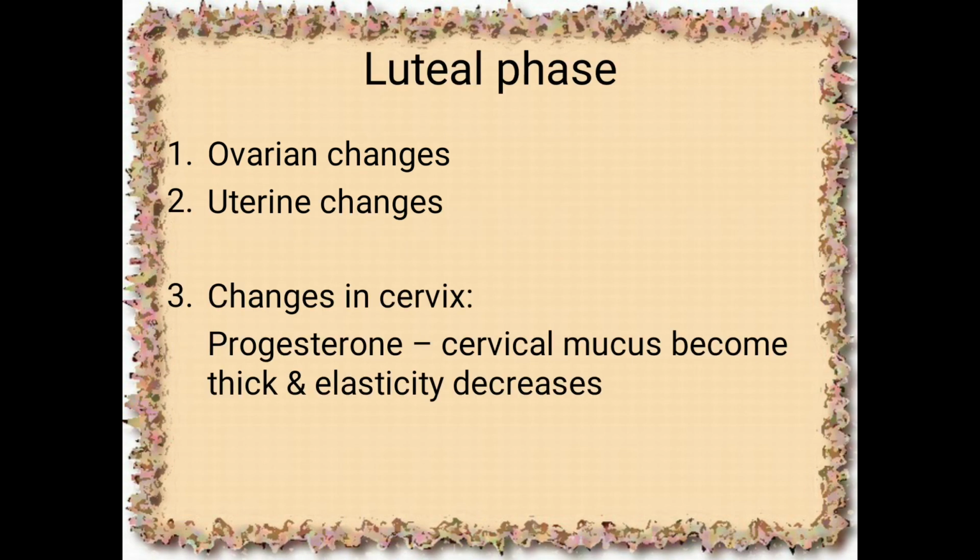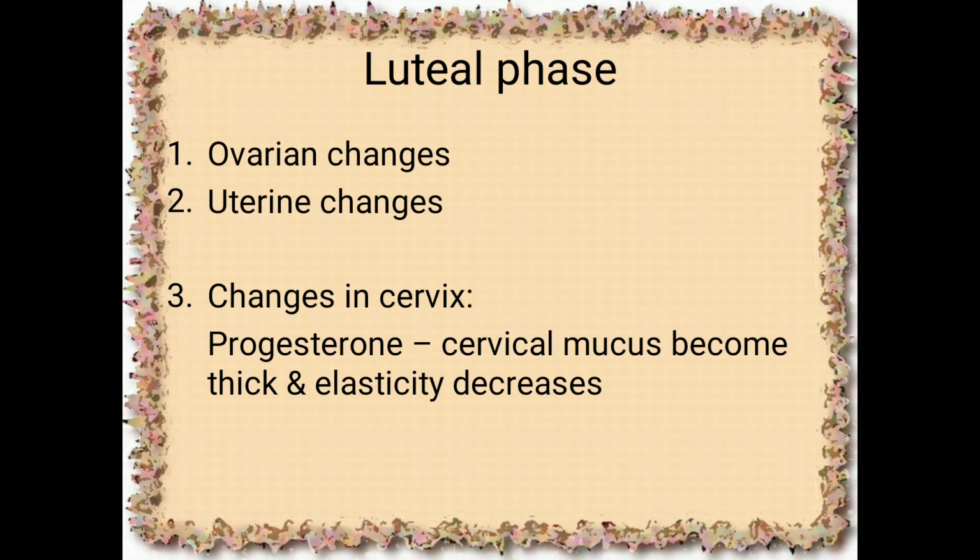Luteal phase. So in the luteal phase, we have ovarian changes and uterine changes. Ovarian changes will be discussed separately. Uterine changes are nothing but the secretory changes occurring during that phase. After ovulation, under the influence of progesterone, all the secretory changes come under the uterine changes. And changes in the cervix: progesterone is the major hormone there.